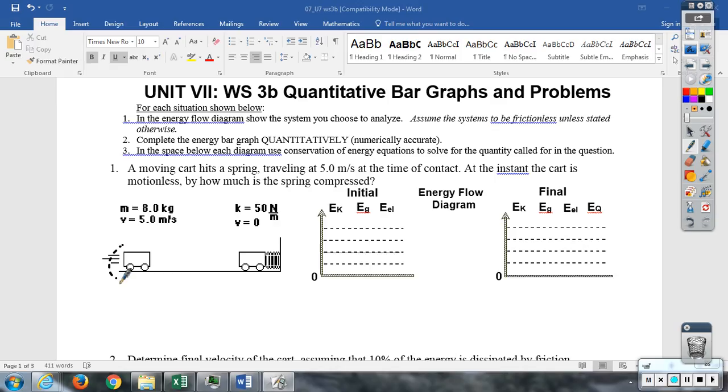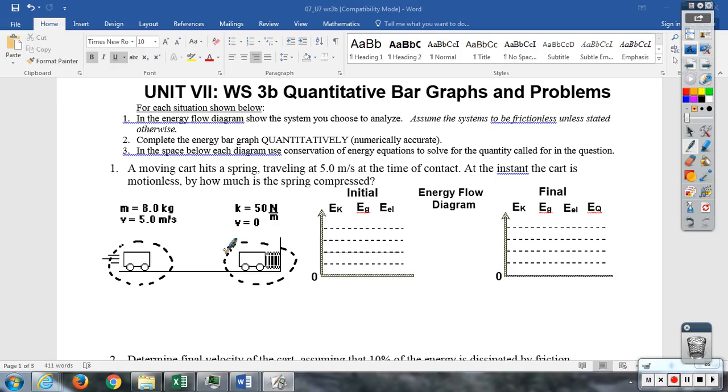So if we describe the system, if you want to include the ground or not, that is optional, but I would also include the spring in the system. So we know that the cart is carrying with it kinetic energy. When it hits the spring, it will do positive work on the spring. The spring will do negative work. That means the spring will rob the cart of its kinetic energy and store it as elastic potential. So the energy that was once in the cart is now going to be in the spring.